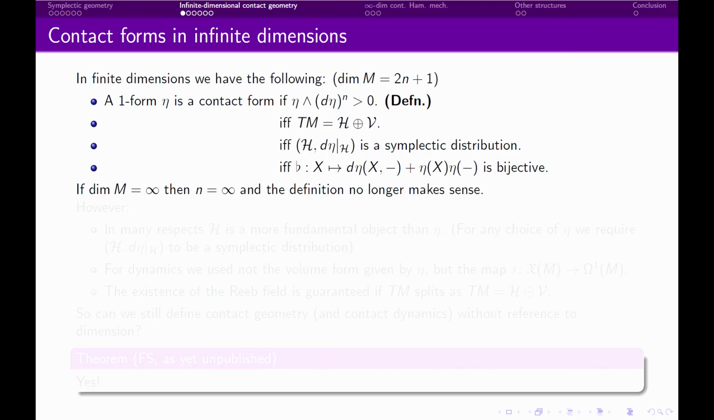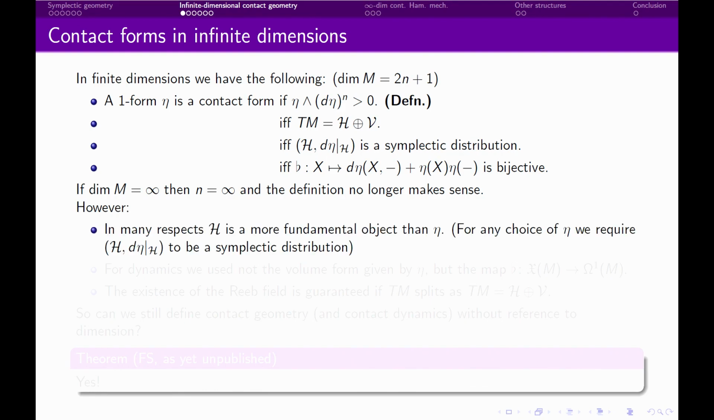But in order to do that, we obviously have to lose this definition of a contact form because it stops making any sense. We can't take the wedge product of infinitely many one forms. However, H, the horizontal bundle, is a more fundamental object than eta. Often what you define first is H and then eta, rather than the other way around.